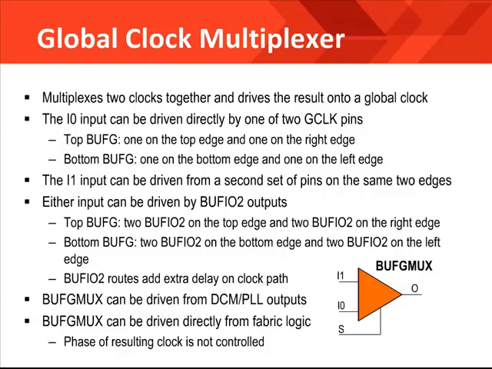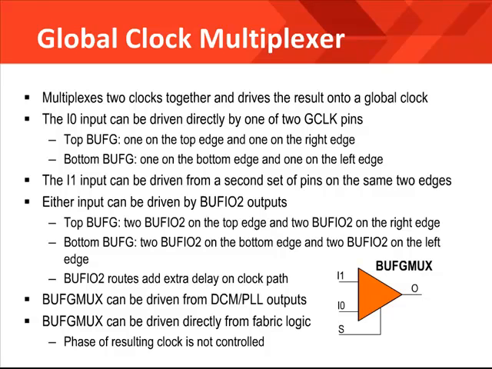The I0 input can be driven directly by one of the 2 global clock pins. The top BUFG can be driven by one on the top edge and one on the right edge. The bottom BUFG, one on the bottom edge or one on the left edge. The I1 input can be driven from a second set of pins on the same 2 edges. Either input can be driven by a BUFIO2 output. So the top BUFG will support 2 BUFIO2s on the top edge and 2 BUFIO2s on the right edge. And the bottom BUFG will support 2 BUFIO2s on the bottom edge and 2 BUFIO2s on the left edge.